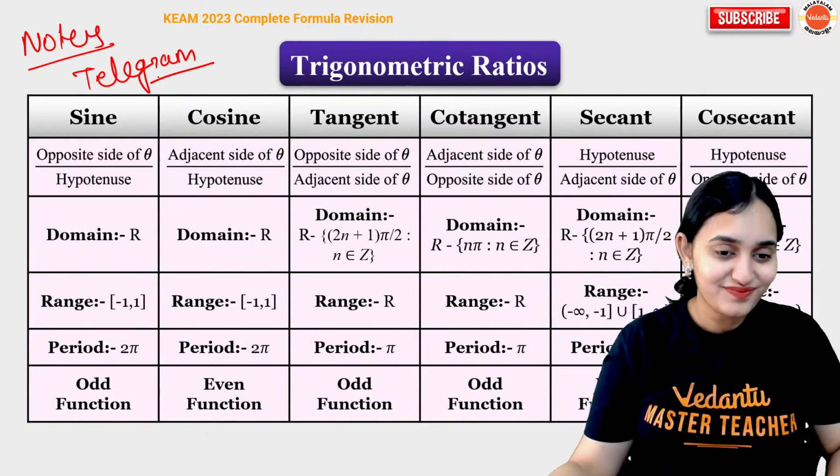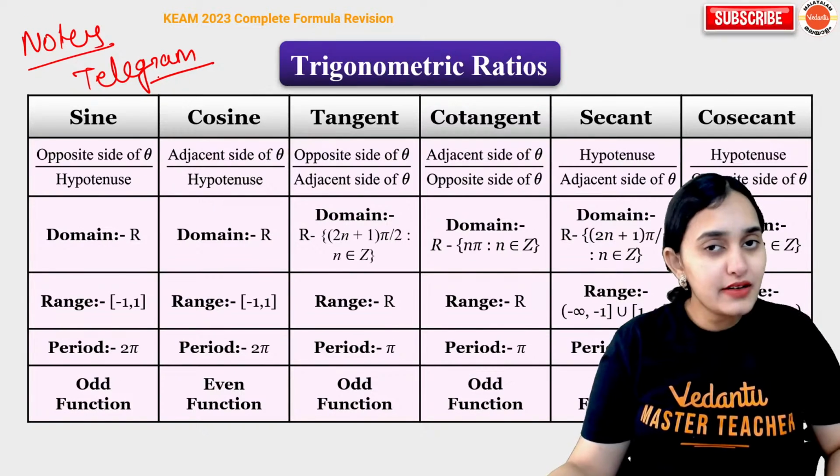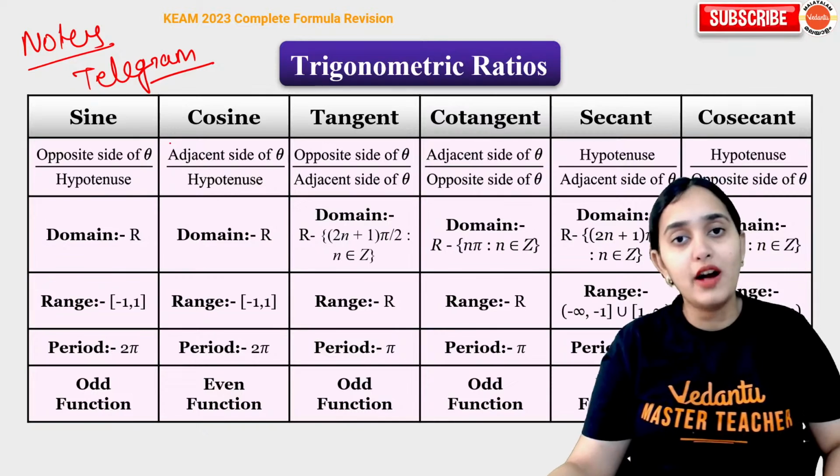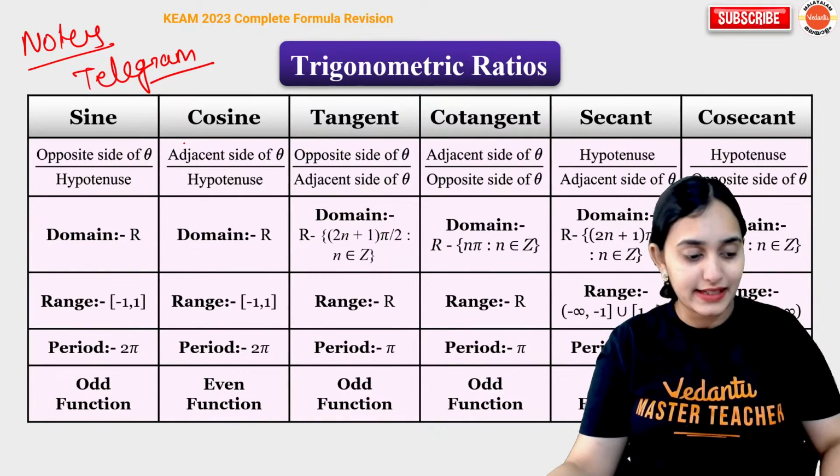Now, trigonometric ratios, which ones do we learn? Sine, cosine, tan, cot, secant and cosec.